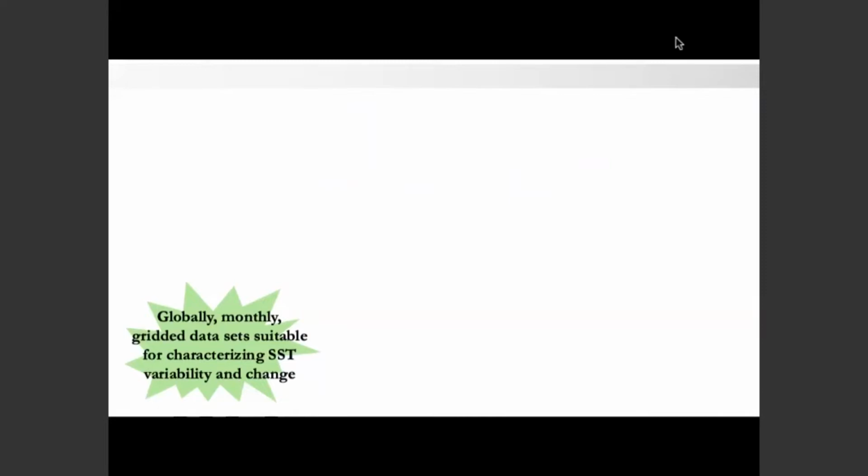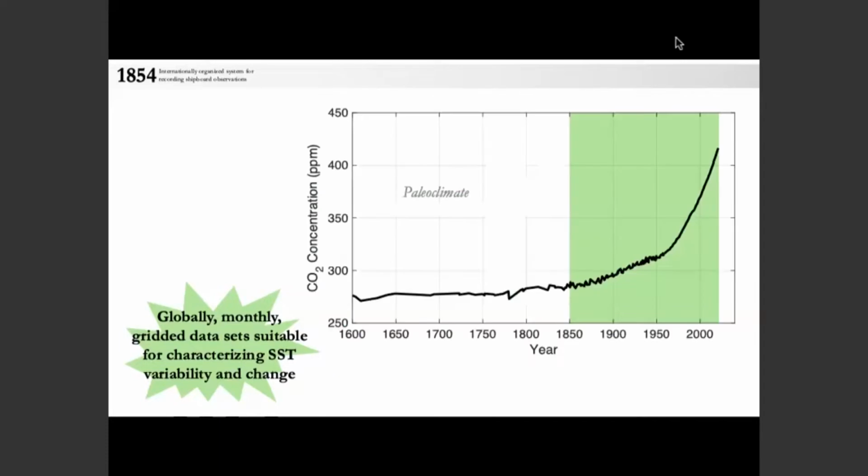So they really started around 1854. Most of them won't go back before 1854, because that's about when the international community established a process for collecting shipboard observations that are being taken by volunteer observing ships out in the ocean.